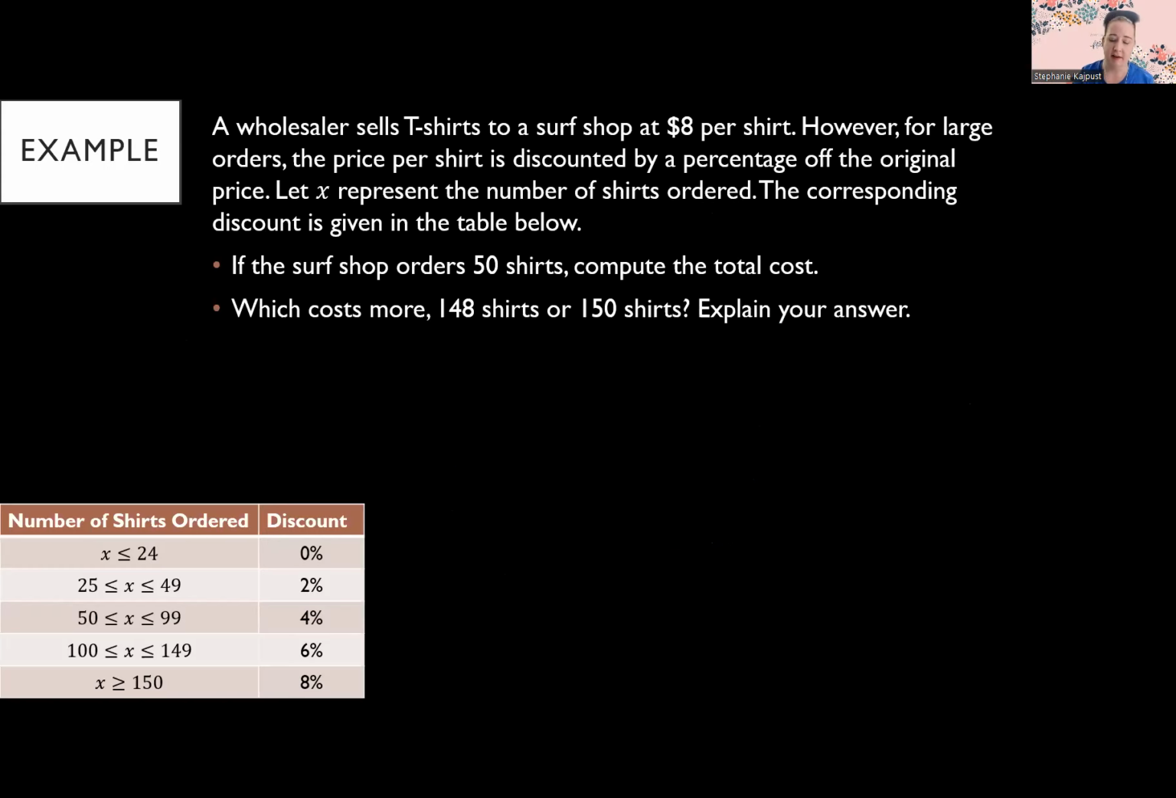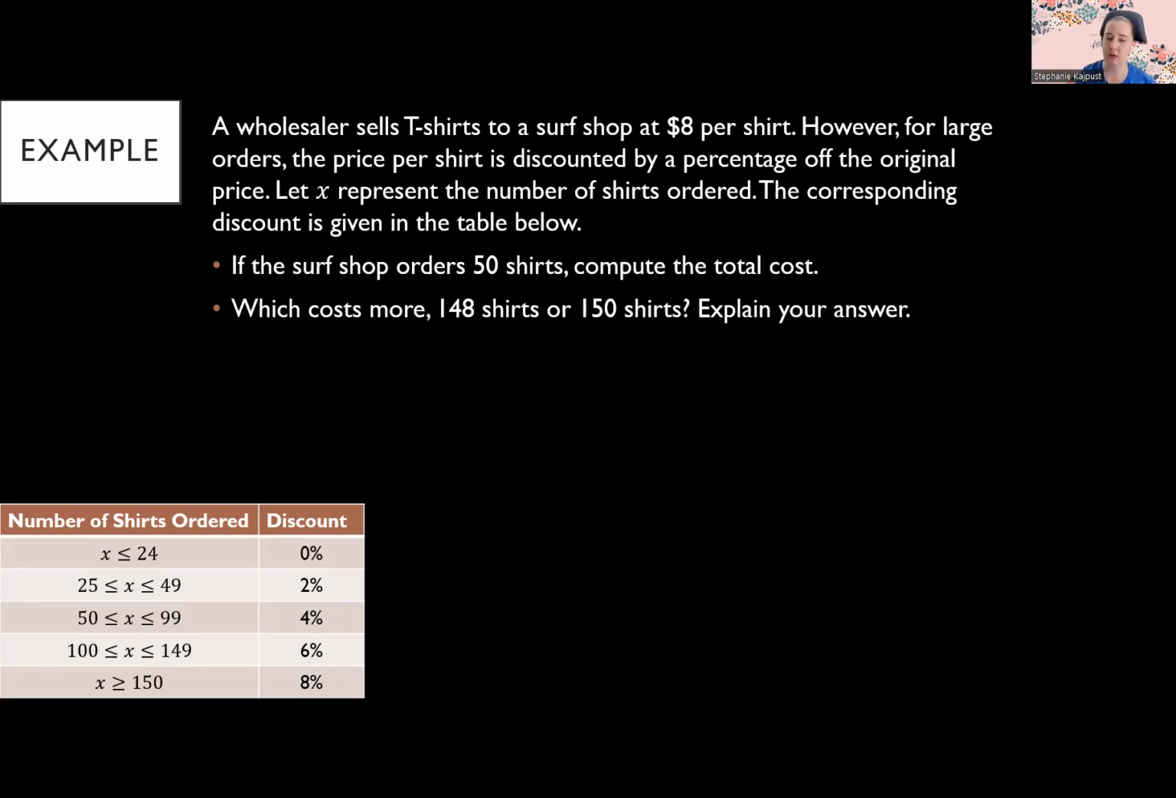Okay, so this is my last example. I think this is my last. Well, maybe I have one more after this. A wholesaler sells t-shirts to a surf shop at $8 per shirt. However, for large orders, the price per shirt is discounted by a percentage off the original price. Let x represent the number of shirts ordered. The corresponding discount is given in the table below.